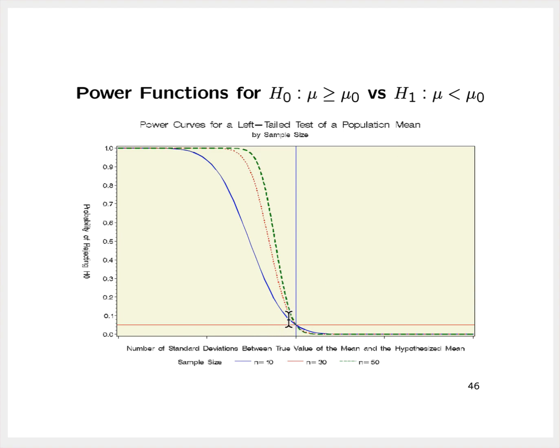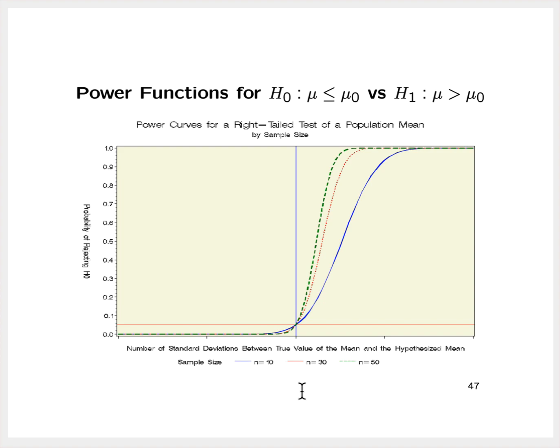But as mu decreases, so when mu is less than mu naught and the alternative is true, the ability of the test to detect the fact that the null hypothesis is not true increases. In other words, the power of the test increases.